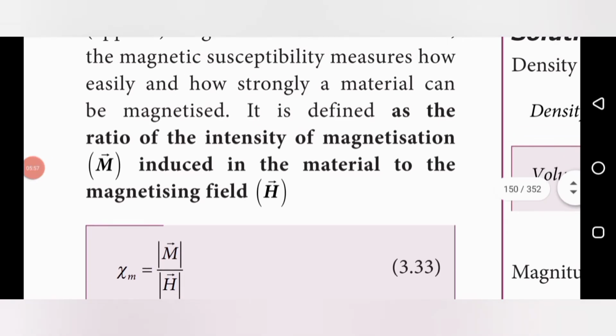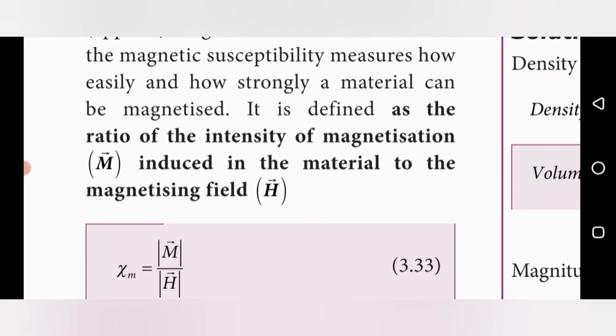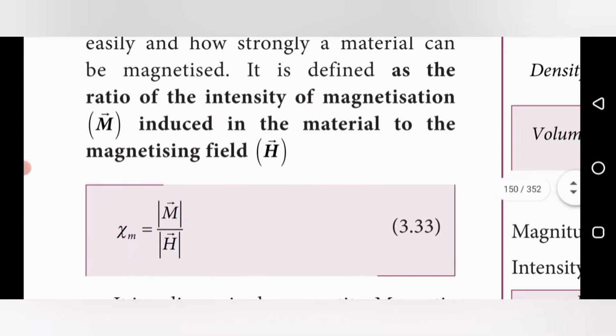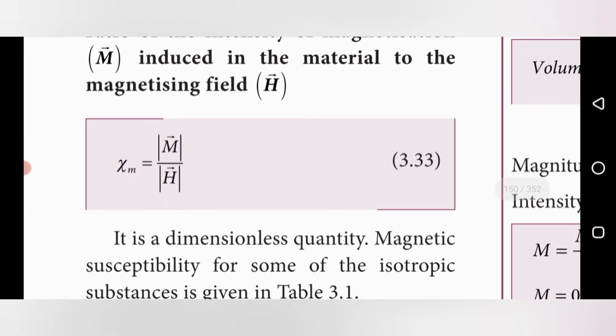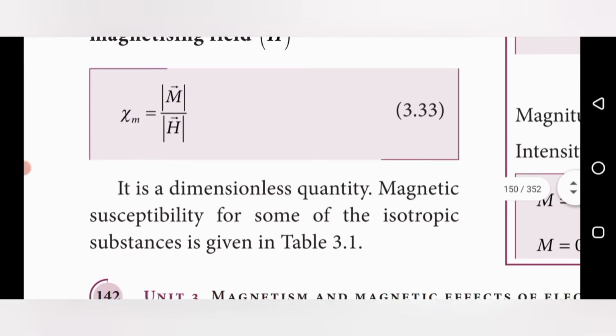That means how strong the material can be magnetized. So that is the meaning of magnetic susceptibility. It is defined as the ratio of the intensity of magnetization to the magnetizing field. The intensity of magnetization is generally referred to as the M vector, and the magnetizing field is the H vector. So χm, here we refer to that X-like symbol as chi, is equal to the modulus of M vector divided by the modulus of H vector. This is the formula for magnetic susceptibility. It is also a dimensionless quantity.